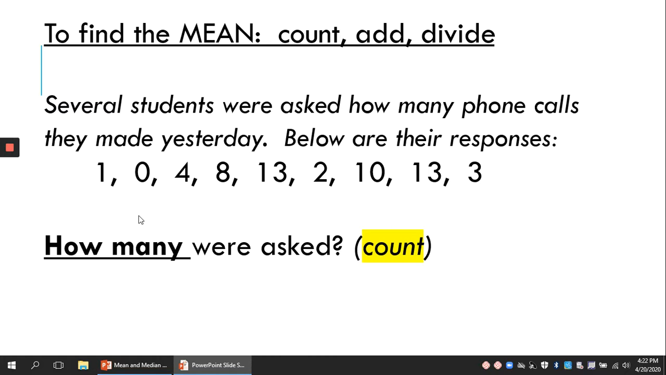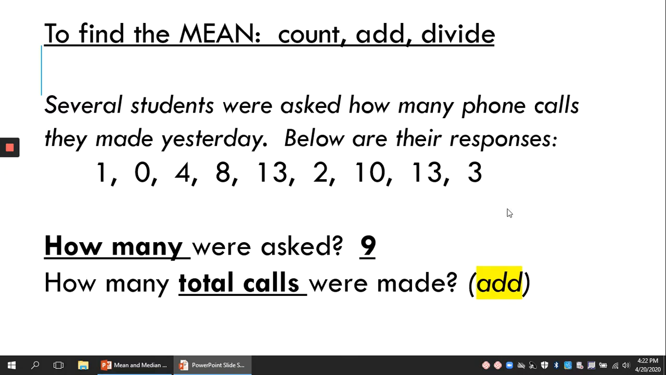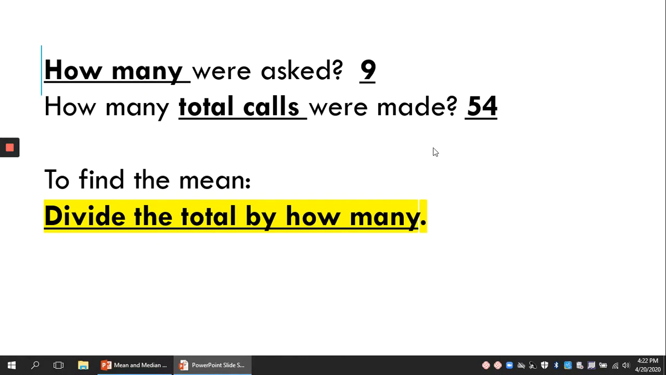So the first thing that we have to do to figure out the mean is we have to find out how many were asked. Well, that's simple enough to do. All we do is count up the numbers. 1, 2, 3, 4, 5, 6, 7, 8, 9. There's 9 numbers because 9 people were asked. The next thing that we need to do is figure out how many total calls were made. And this is where we're going to add. So that means taking all of the numbers in our data set and adding them together. When we add them up, we will get the sum of 54. So we know there were 9 people asked and there were 54 total calls.